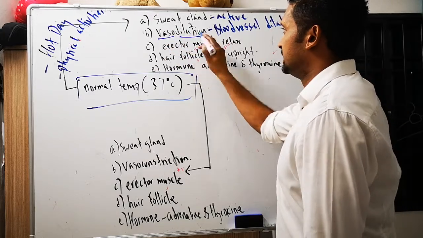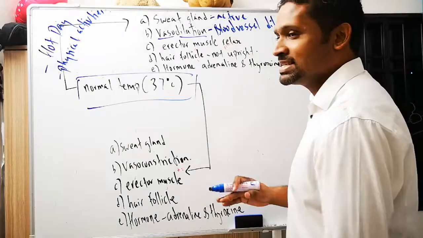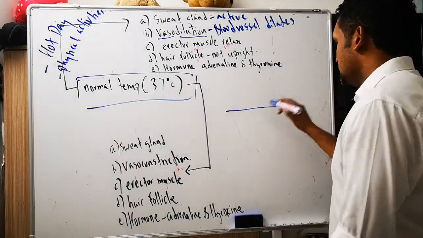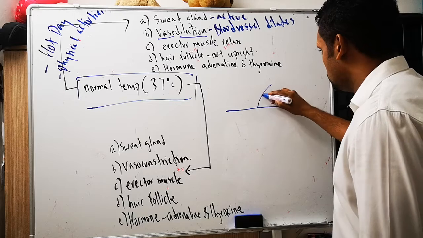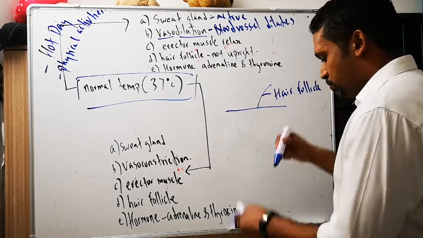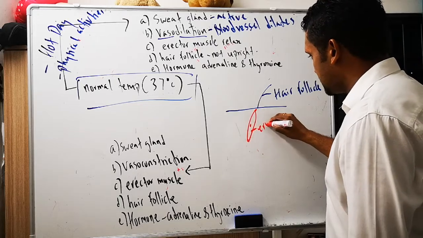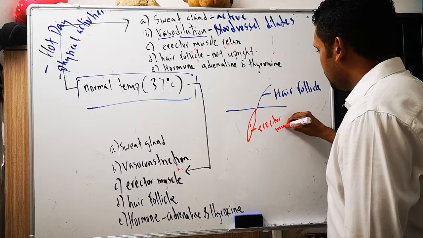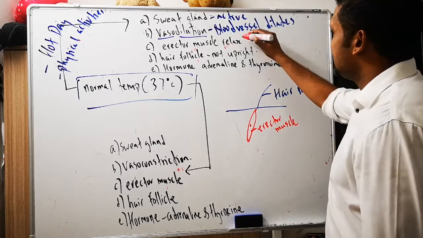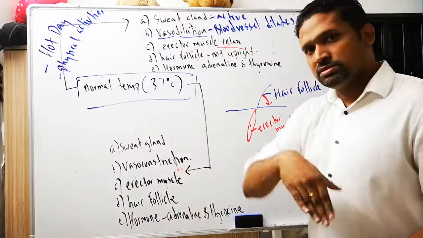Blood vessel dilation, kembang. Okay, blood vessel akan kembang. Erector muscle relax. This is hard, guys. Here, this is the skin surface, means called bulu. This bulu is the hair follicle. What pulls the bulu down here is the erector muscle. So if the erector muscle relax, the bulu is lying down, flat.